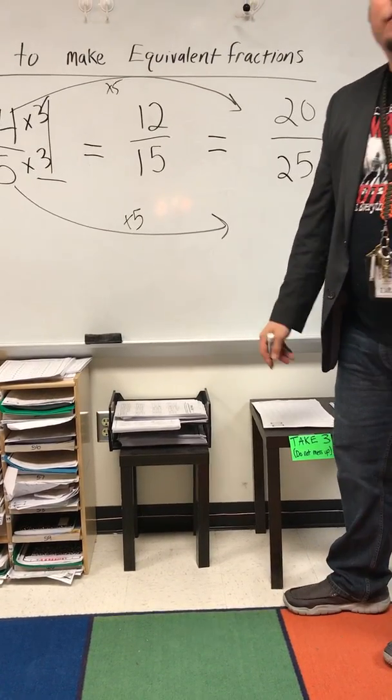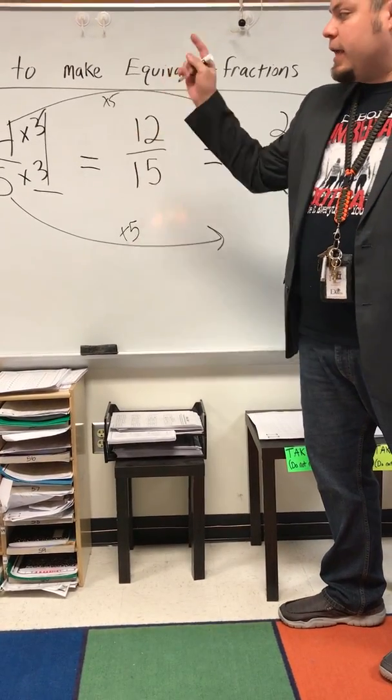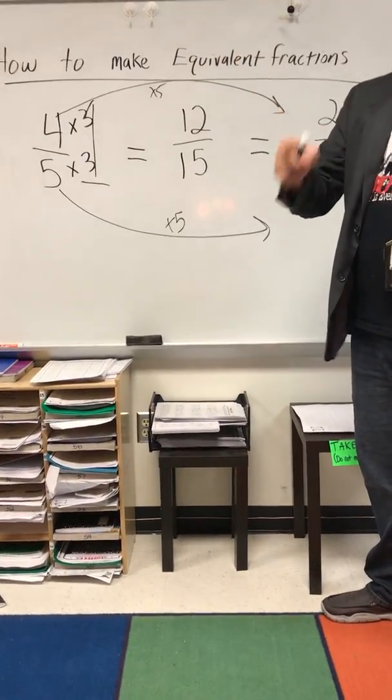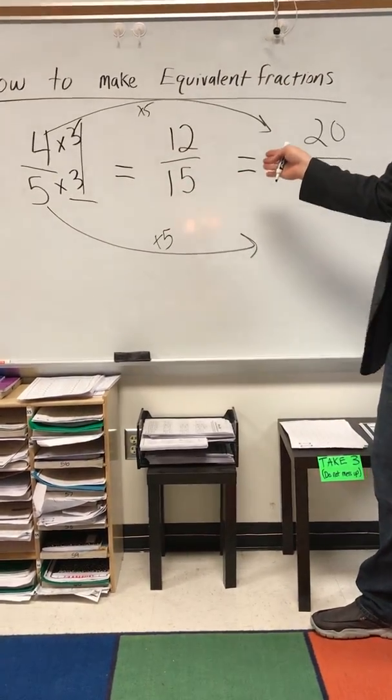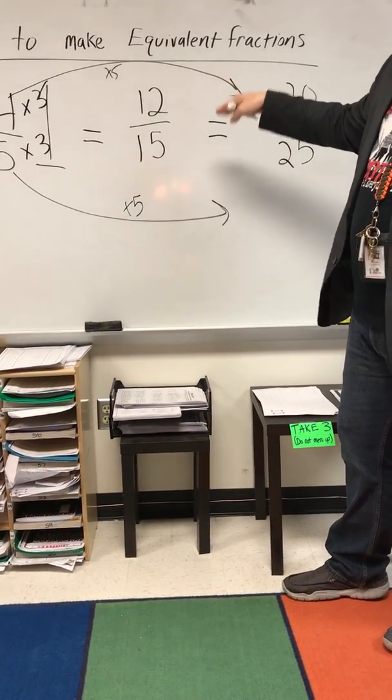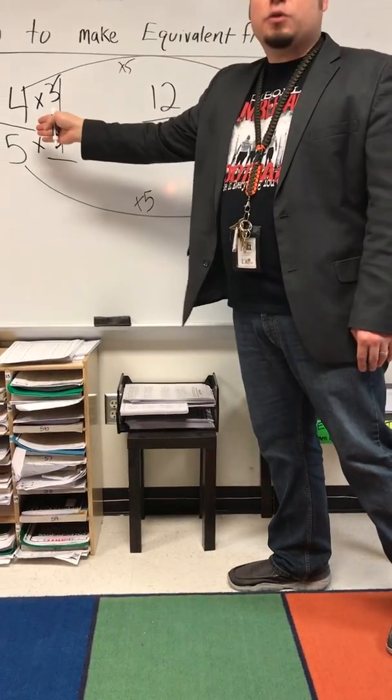So to make an equivalent fraction, all you have to do is take any fraction that you're given, pick a number, multiply the top and the bottom by that same number, and you've just created an equivalent fraction. Both of these fractions will reduce or simplify back down to 4/5.